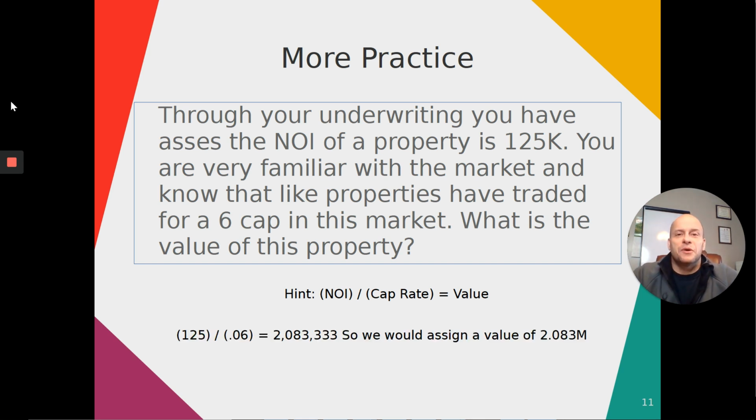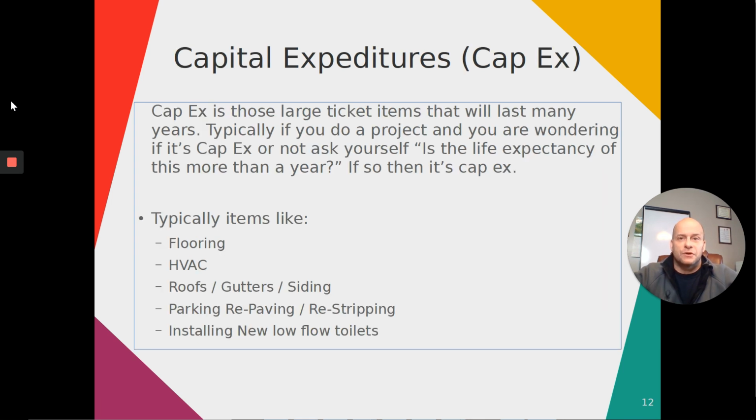All right, let's plug in the numbers. The formula we will use to figure out the value is NOI divided by cap rate. So 125,000 divided by 0.06 equals a value of 2.083 million.